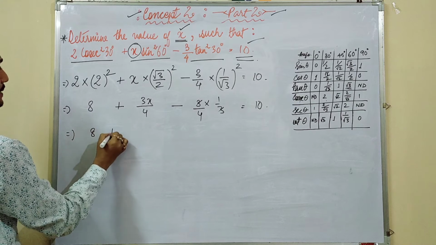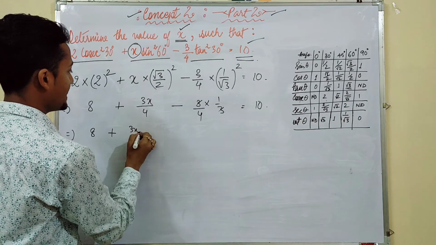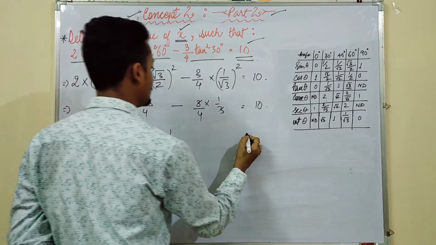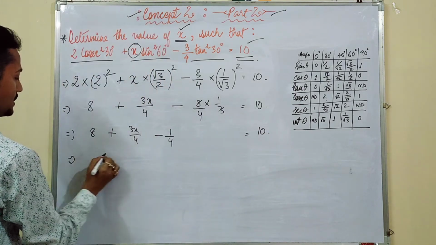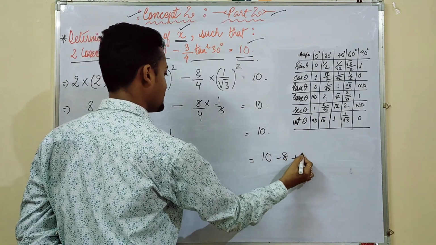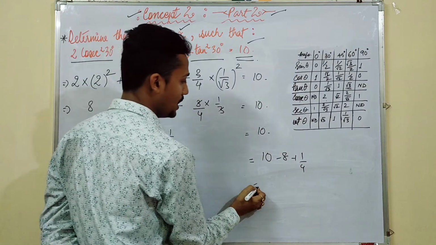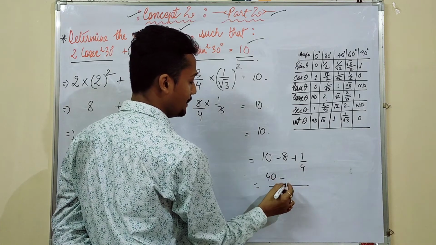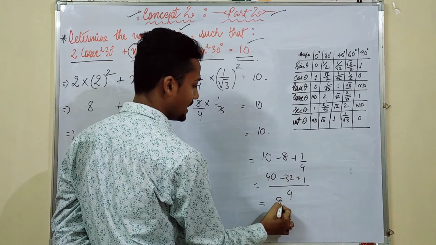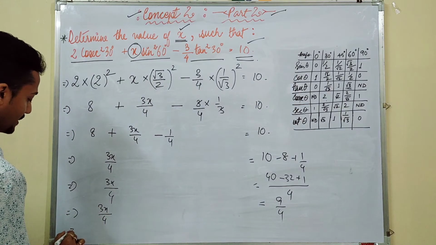Okay, so 8 plus 3x by 4 minus 1 by 4 is equal to 10, or 3x by 4 is equal to 10 minus 8 plus 1 by 4. Or 3x by 4 is equal to how much? 40 minus 32 plus 1 is equal to how much? 9 by 4. That means 3x by 4 is equal to 9 by 4.